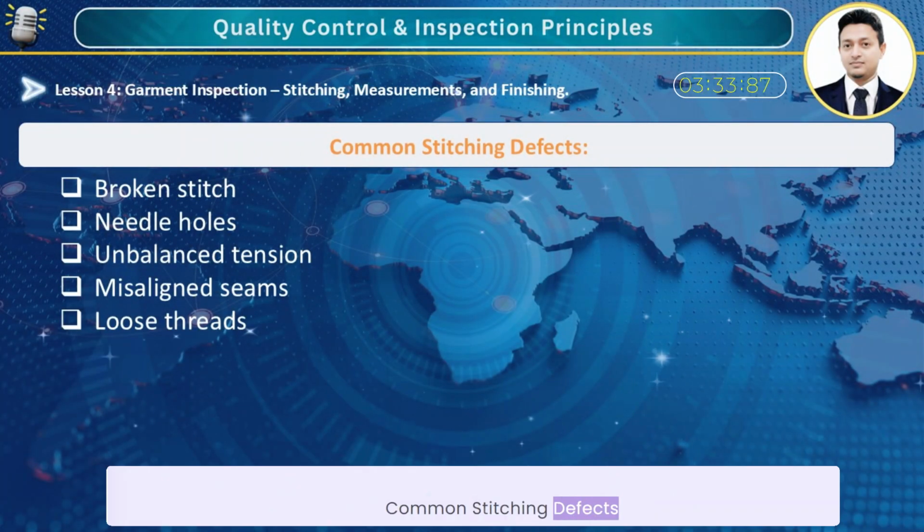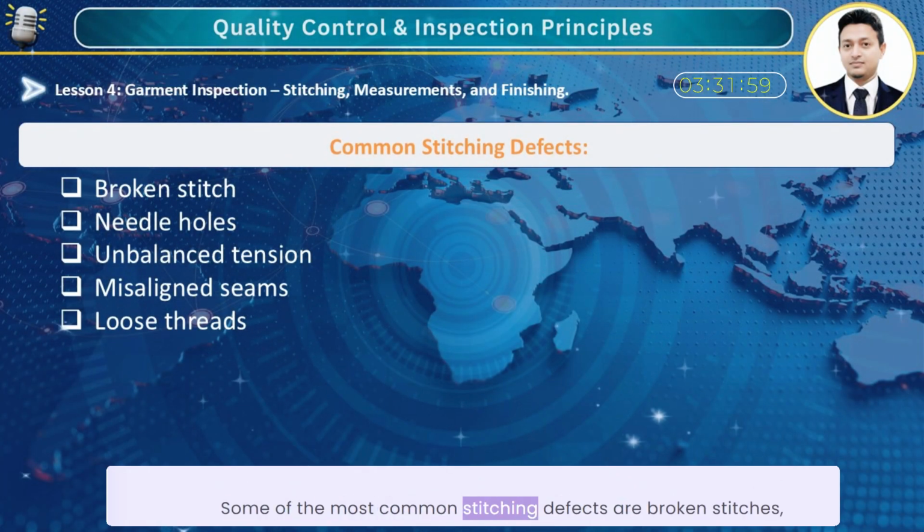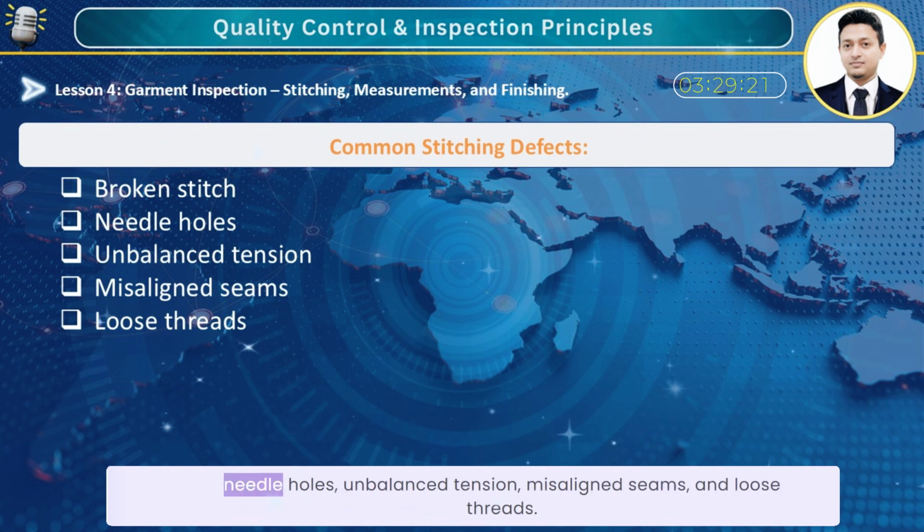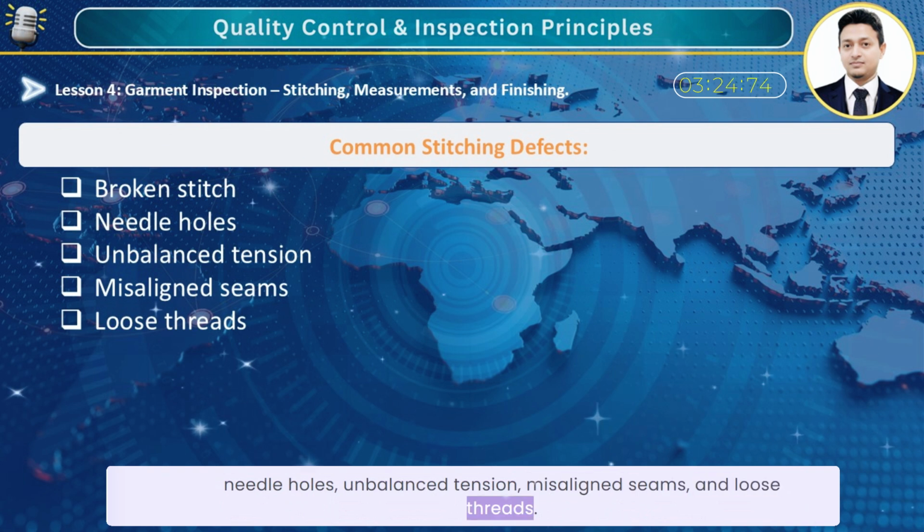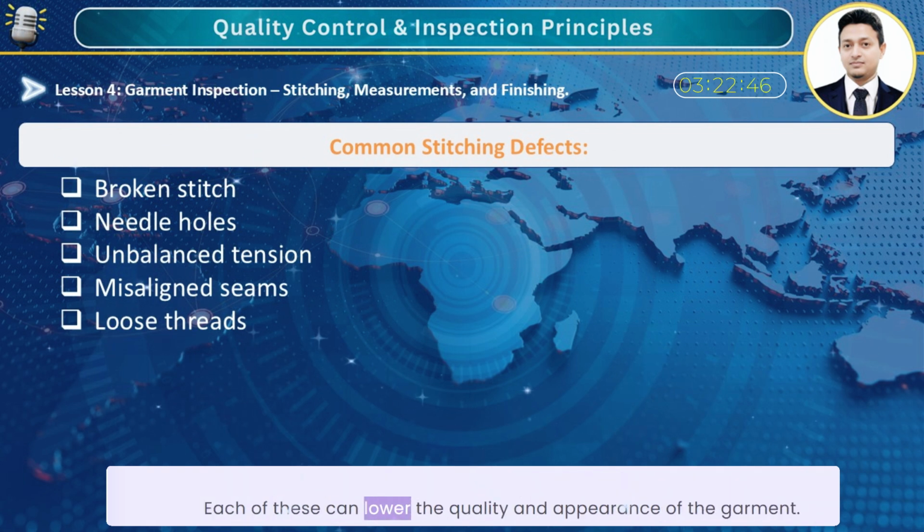Common stitching defects. Some of the most common stitching defects are broken stitches, needle holes, unbalanced tension, misaligned seams, and loose threads. Each of these can lower the quality and appearance of the garment.